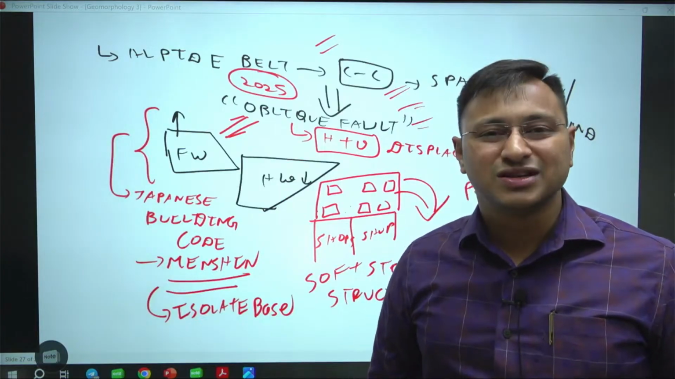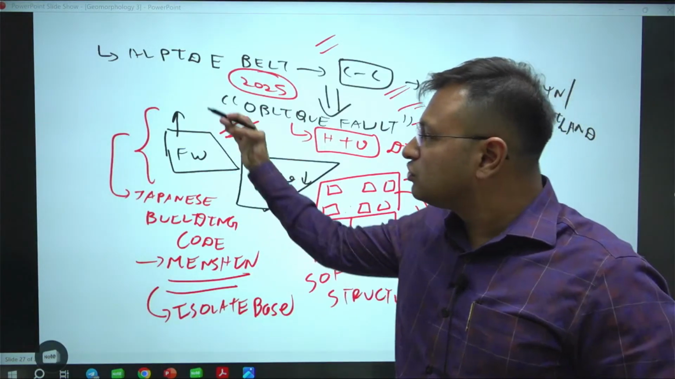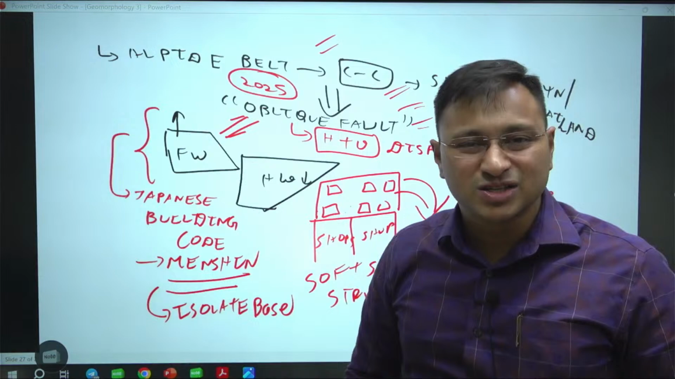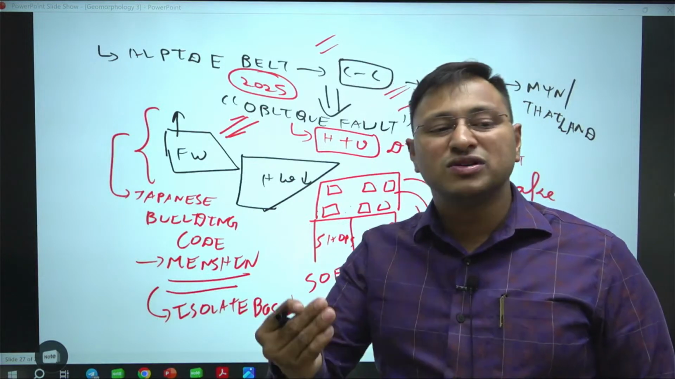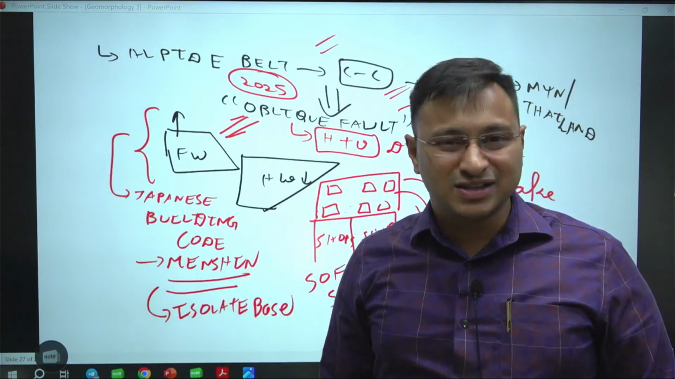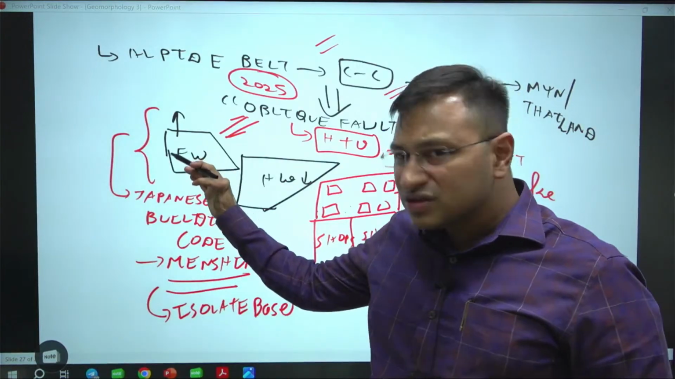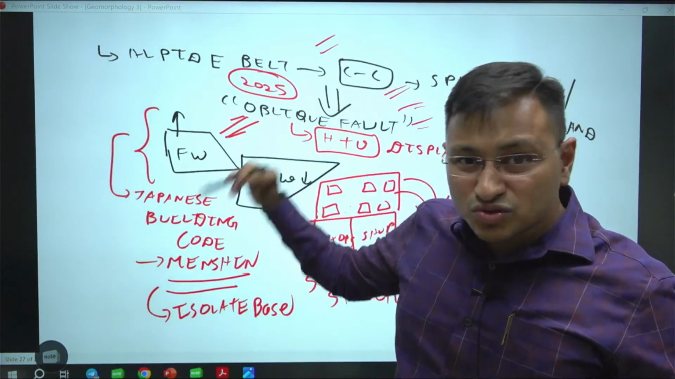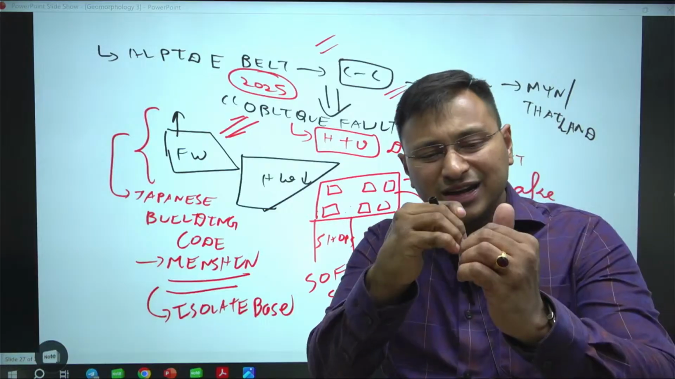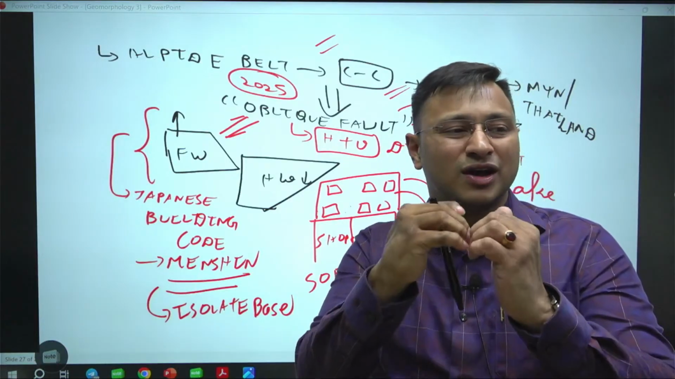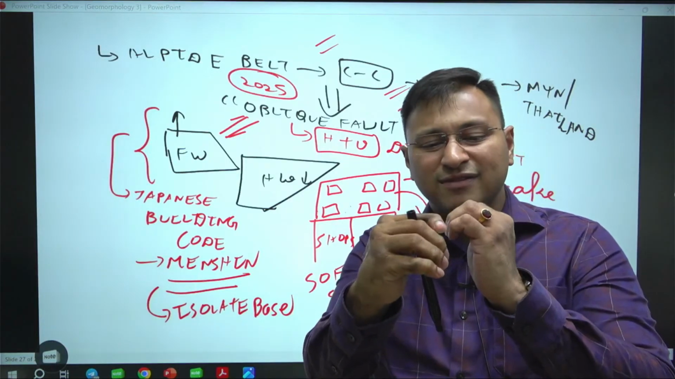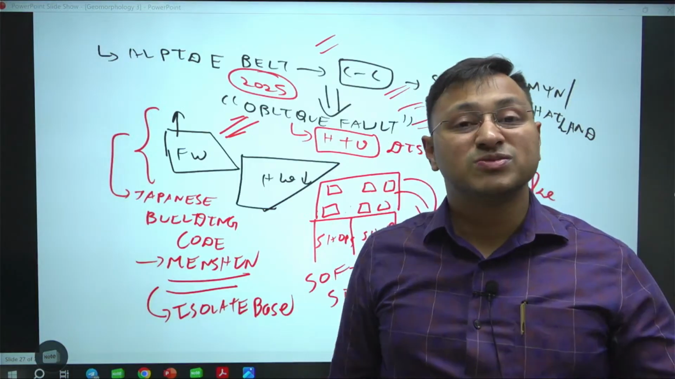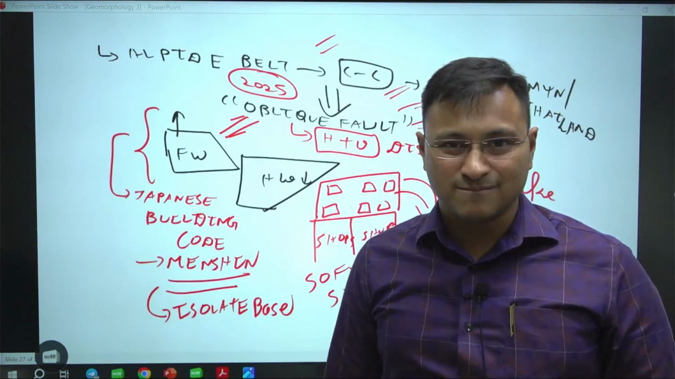Oblique fault in the sense that here you not only have horizontal displacement, but along with it you also have vertical displacement. The footwalls get elevated, the hanging walls go down, and vertical and horizontal displacement act together.